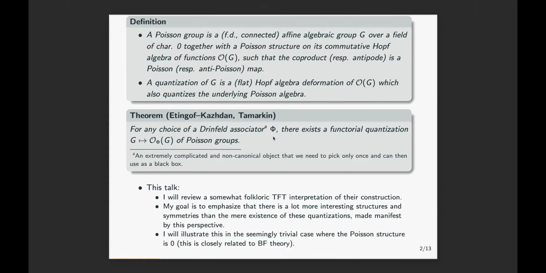And then I want to illustrate this by considering the seemingly trivial case where the Poisson structure is actually 0. So it's, I believe, related to BF theory in physics. And it turns out that even in that case, where the quantization problem turns out to be trivial, there is still a lot of interesting structure around, and you get a lot of interesting stuff from that.